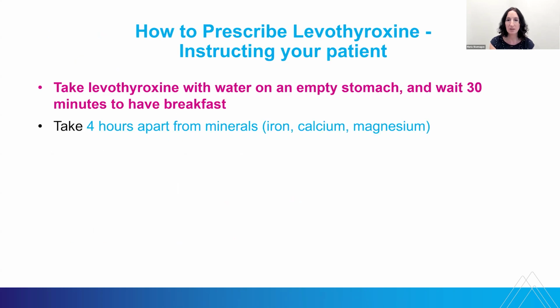We want to advise our patients, especially when we first prescribe it, to take it correctly. Take it in the morning with water on an empty stomach and wait about 30 minutes to eat, have breakfast or have coffee or tea. You want to separate it from minerals that can bind it and prevent the absorption, separate it from iron, calcium, magnesium. And if you see that somebody has fluctuating thyroid levels, like their TSH is normal, then it's low, then it's high, oftentimes it's because they're either not taking it every day or because they're taking it incorrectly and the absorption is being affected.